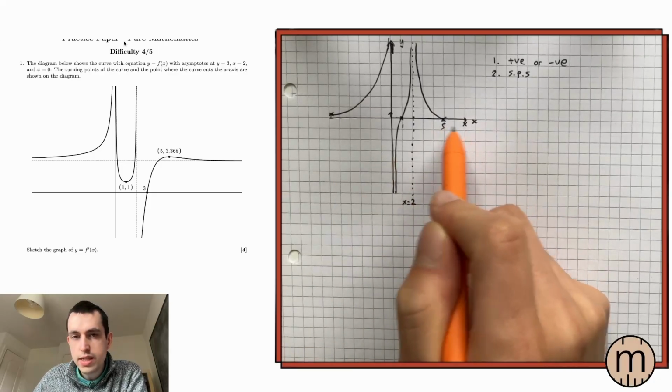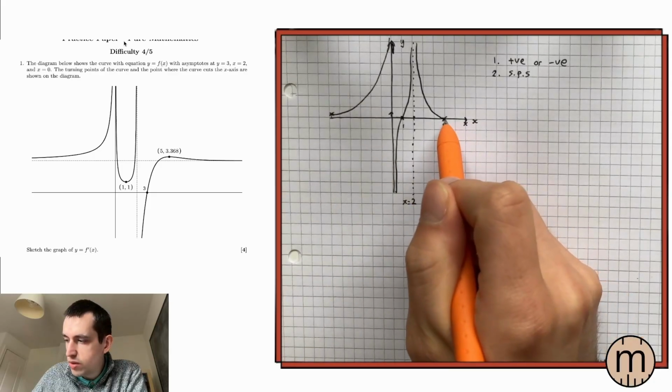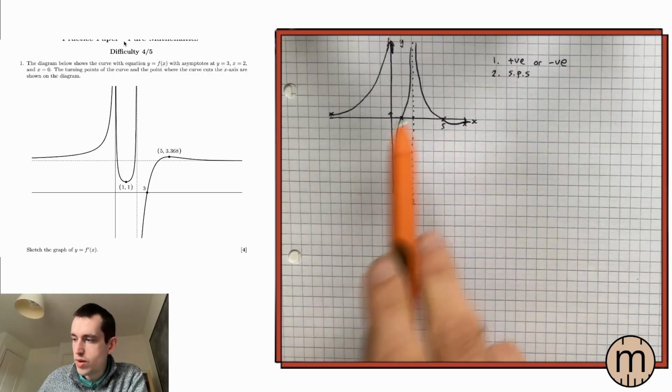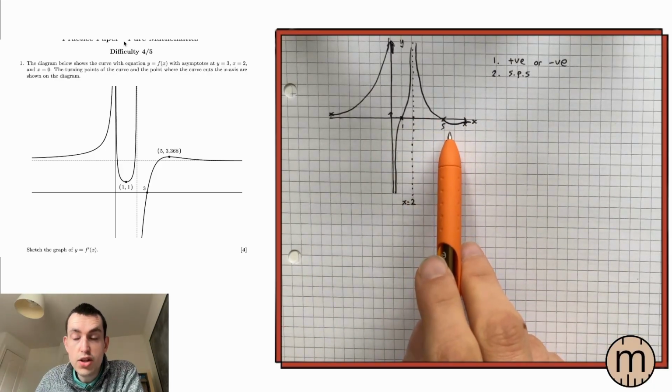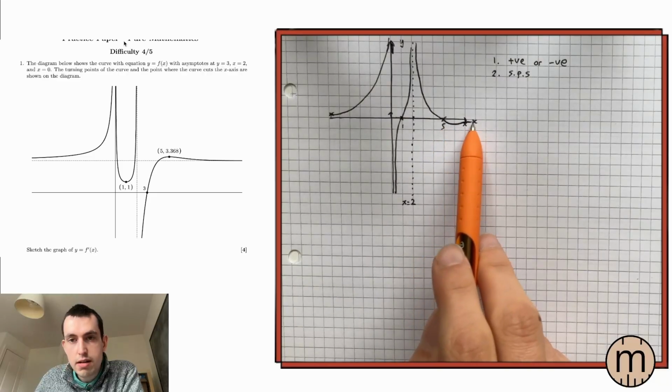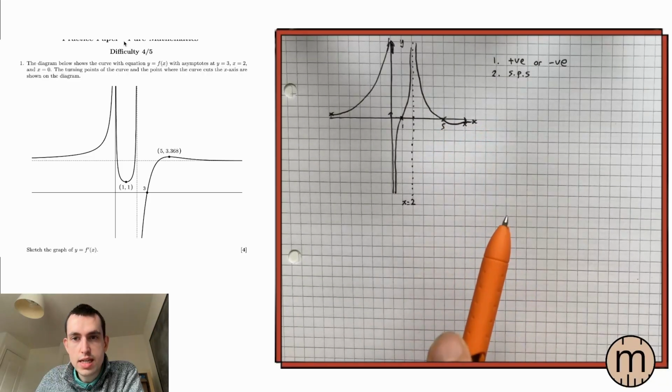What's the only way to connect these two? It's just with a little line like that. So it comes down a bit, you don't know where. If you don't know the function, you can't work that out. Comes down a bit and then comes back as an asymptote towards the x-axis.